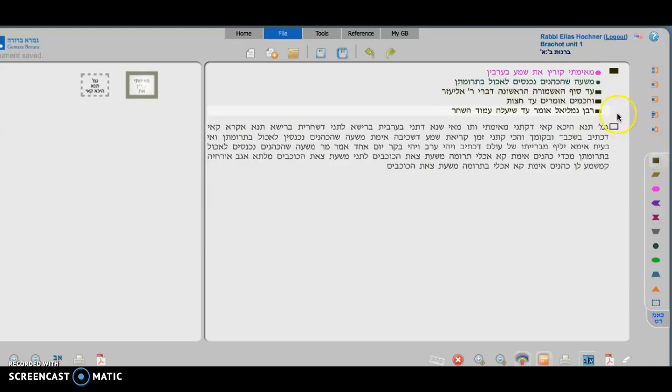Now, we have divided the Mishnah from the Gemara. We have subdivided the Mishnah into its sentences. Now, we're going to organize the text of the Mishnah. We're going to format it by showing the relationship between the statements. So, for example, this opening question is answered at this point. Mishe'a shekohanim nichnasim lechol betrumatan is the answer to this question.